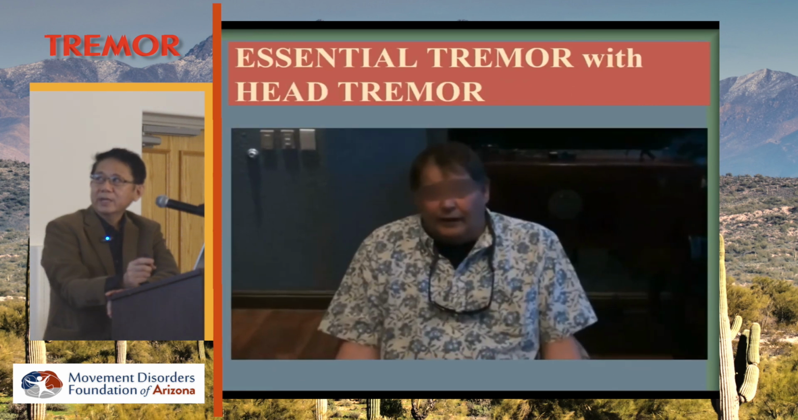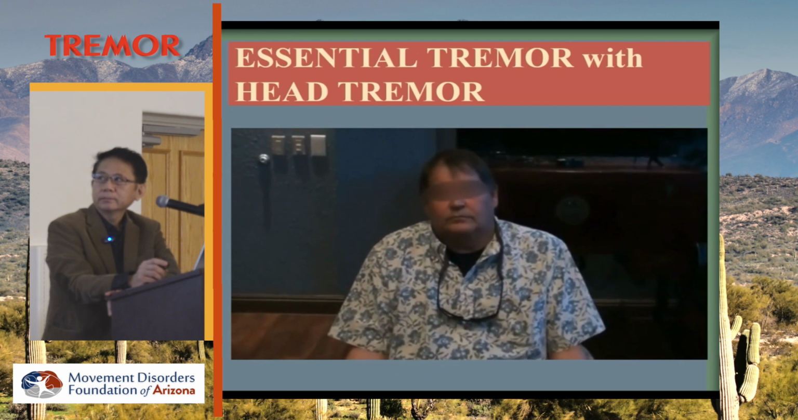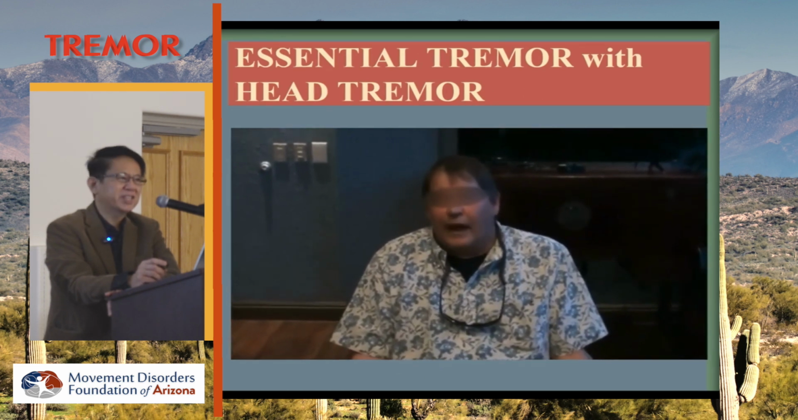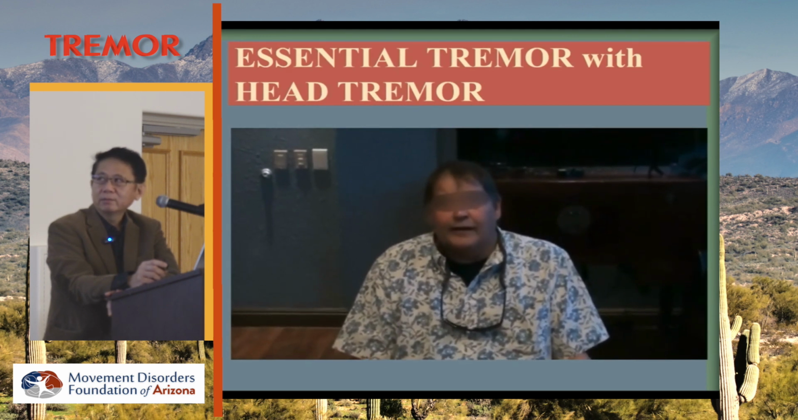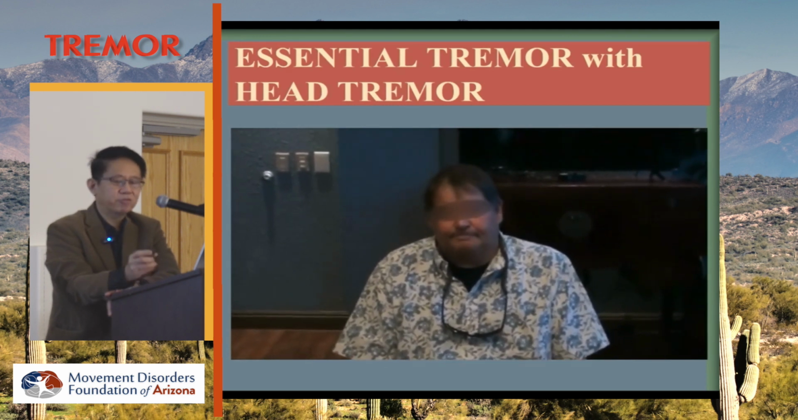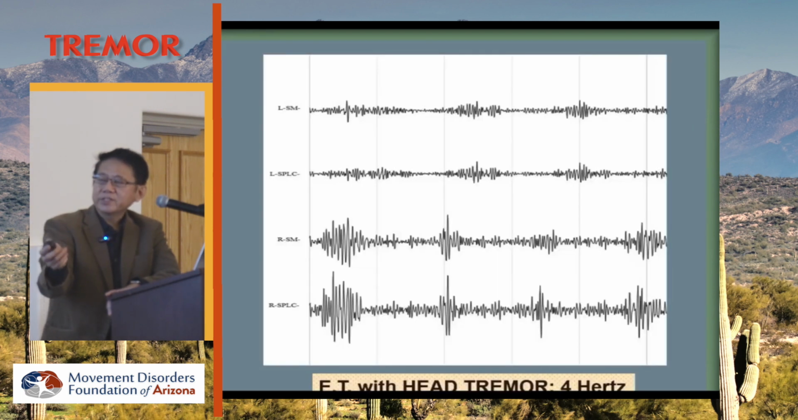So for instance, here's somebody with essential tremor with a head tremor. There's no twisting, there's no posturing. There's no turning of the head towards one side. So this is just head tremor from essential tremor. And if I do electrophysiology and measure the tremor frequency, it's 4 hertz. So the head tremor is kind of slow. It can tremor very fast, but 4 to 6 hertz is the usual head tremor frequency that I see.